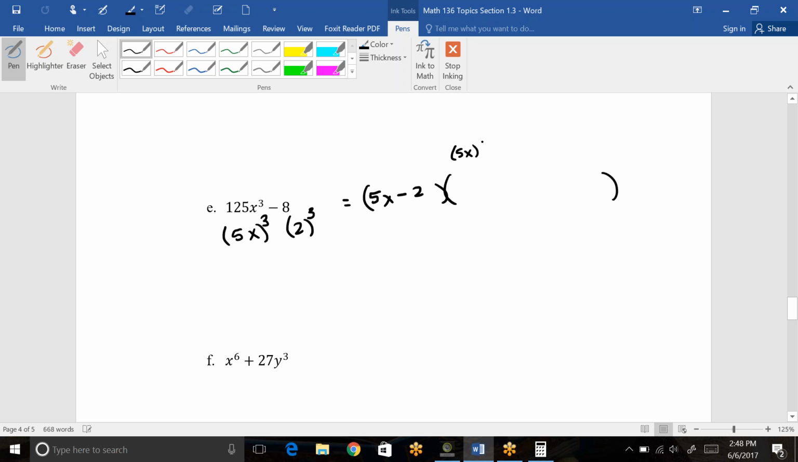For the trinomial, you do the first root times itself, the first root times the second root, and the second root times itself, so 2 times 2. That would be 25x squared, a 10x in the middle, and a 4 at the end. Remember, our rule is to do SOAP for the signs. Same as the original, opposite to the original, always positive.